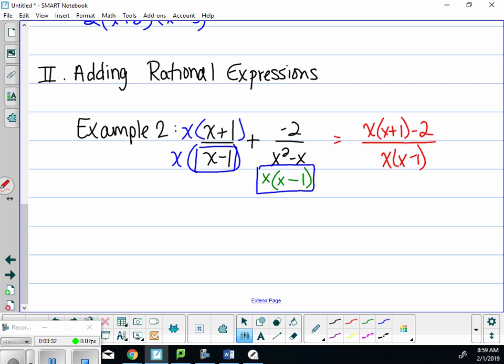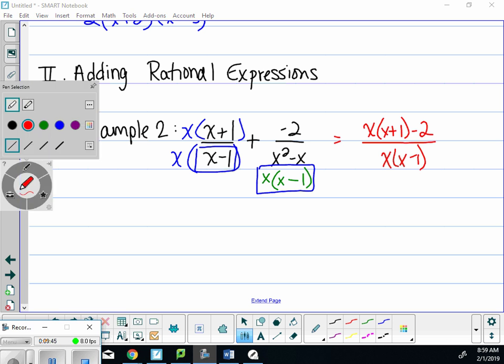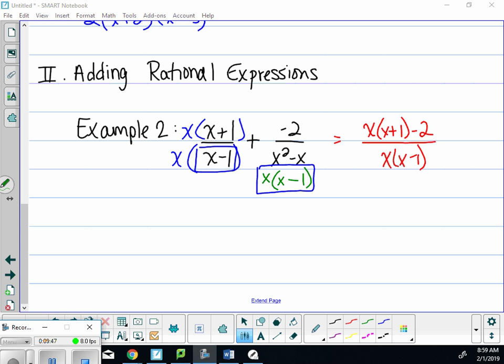Now, I would multiply the numerator out, see what we end up with. So x times x plus 1, we would distribute that first. So I'd have x squared plus x minus 2 over x times x minus 1. What we want to see is, will this simplify at all? How do we know if it's going to simplify? What do we have to do?